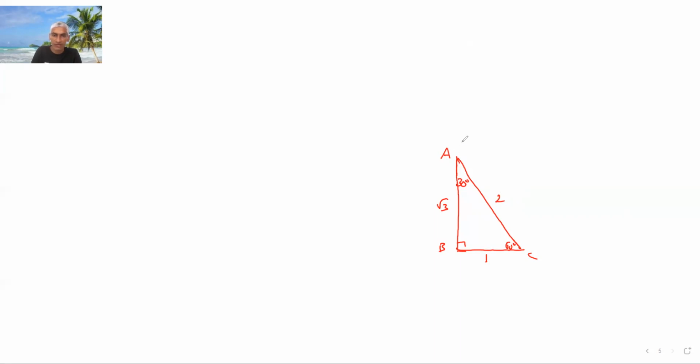See, this is one beautiful construction. I am extending BA to D such that AD will be equal to AC. Now joining DC, these two angles must be equal because it is an isosceles triangle, and this exterior angle is 30 degrees, the sum of these two angles. So each angle must be equal to 15 degrees. Now the side AD must be equal to AC, that's our construction, so this is 2 units.